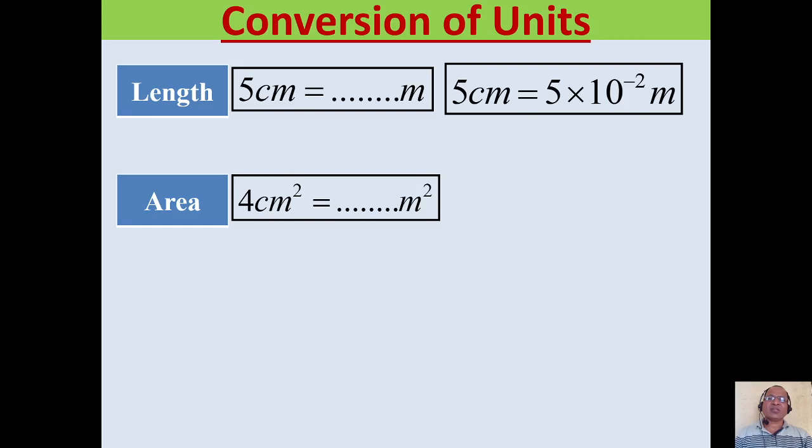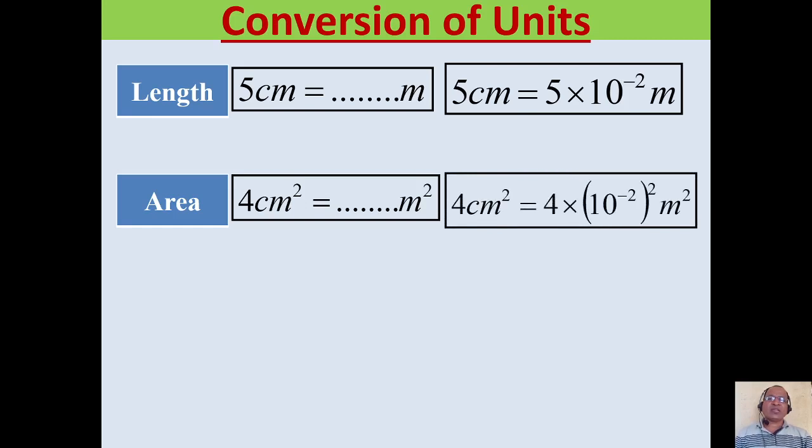When we have to convert units of area from centimeter square to meter square, again we know that centi stands for 10 raised to minus 2. Area unit is here, so its square is used. We write 4 as it is, multiplied by 10 raised to minus 2, its square. So it becomes 4 into 10 raised to minus 4 meter square.